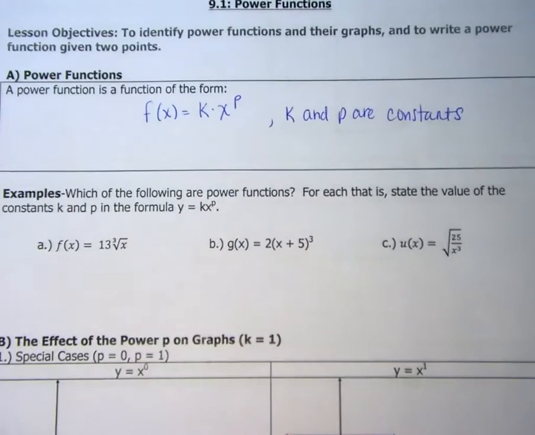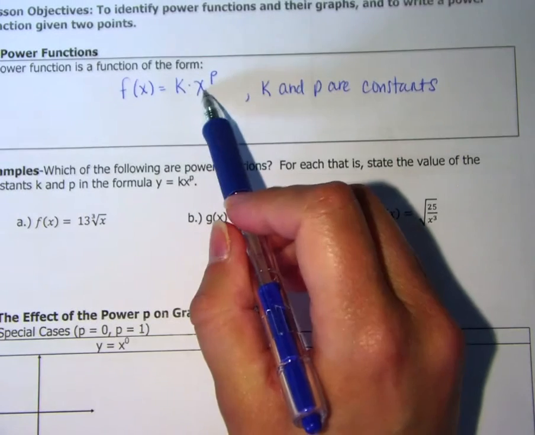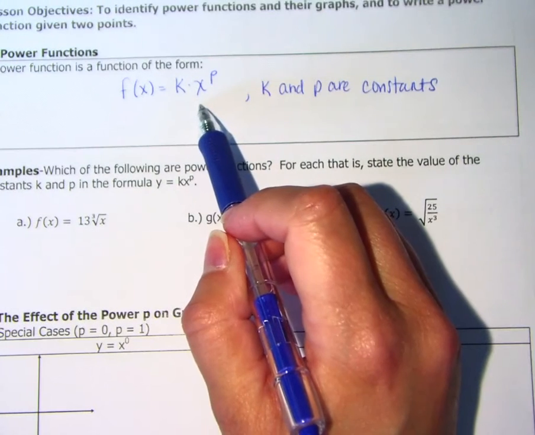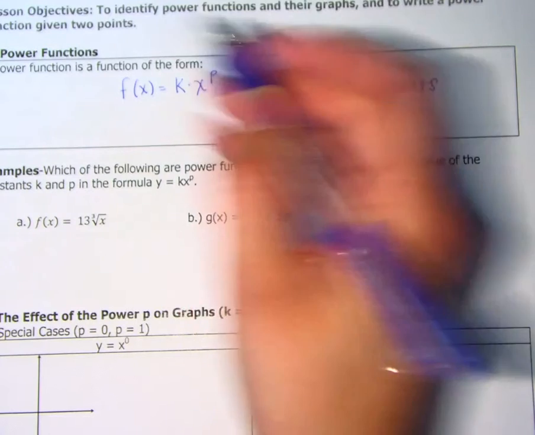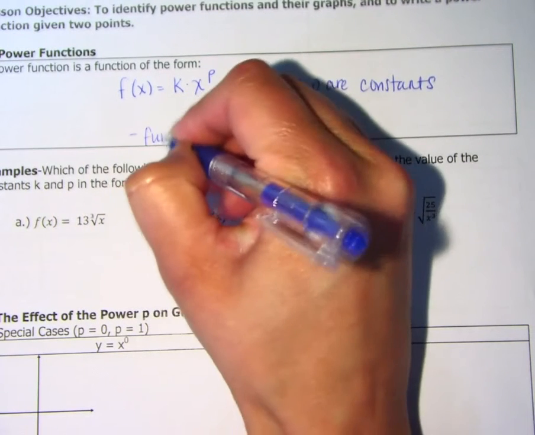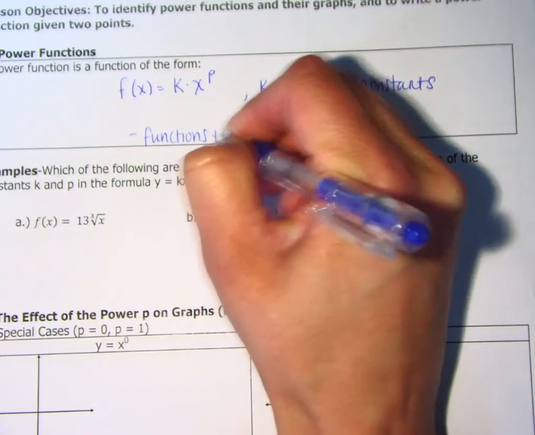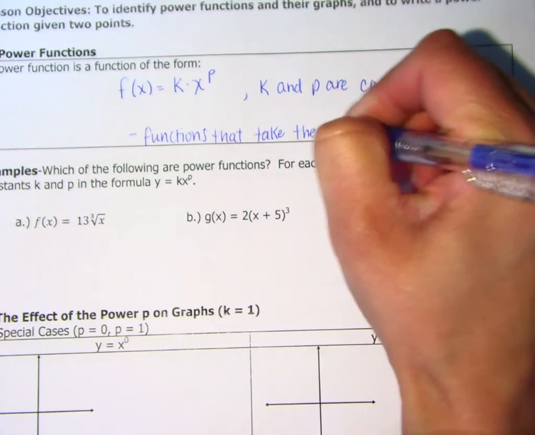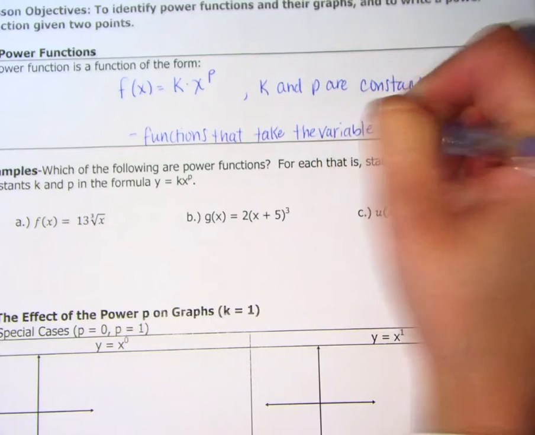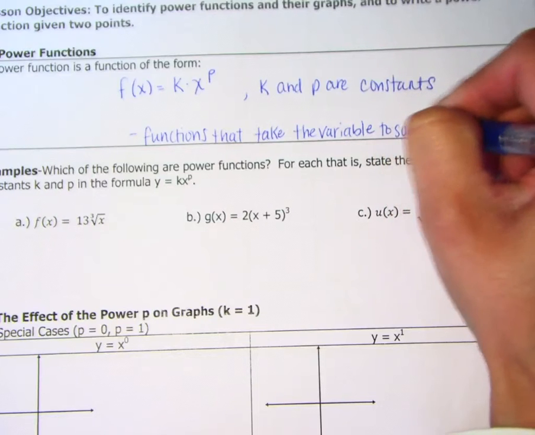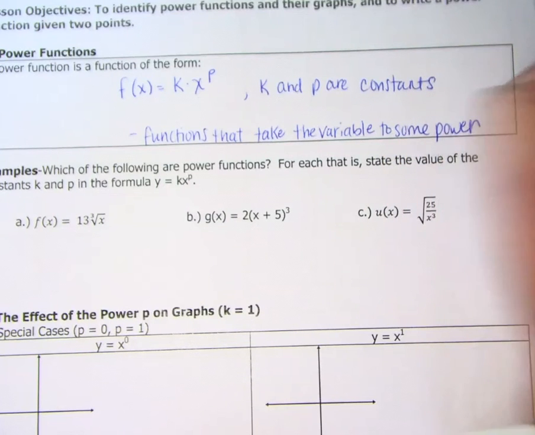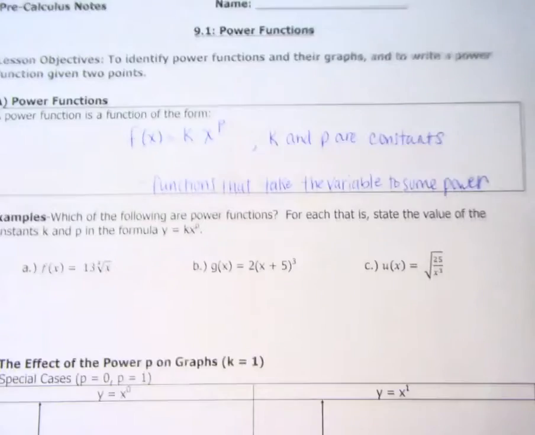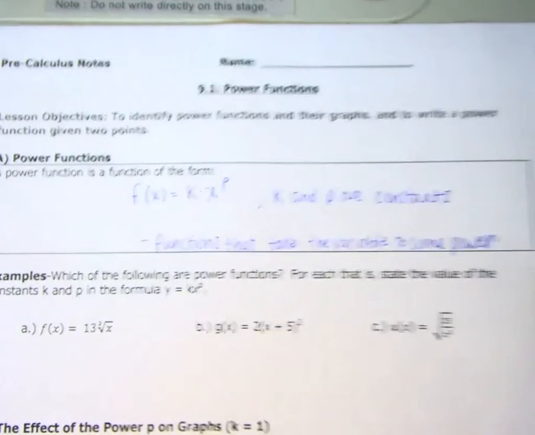So basically what you have here, a power function is any sort of function where you're taking some power to the variable. You're taking the variable to some power.